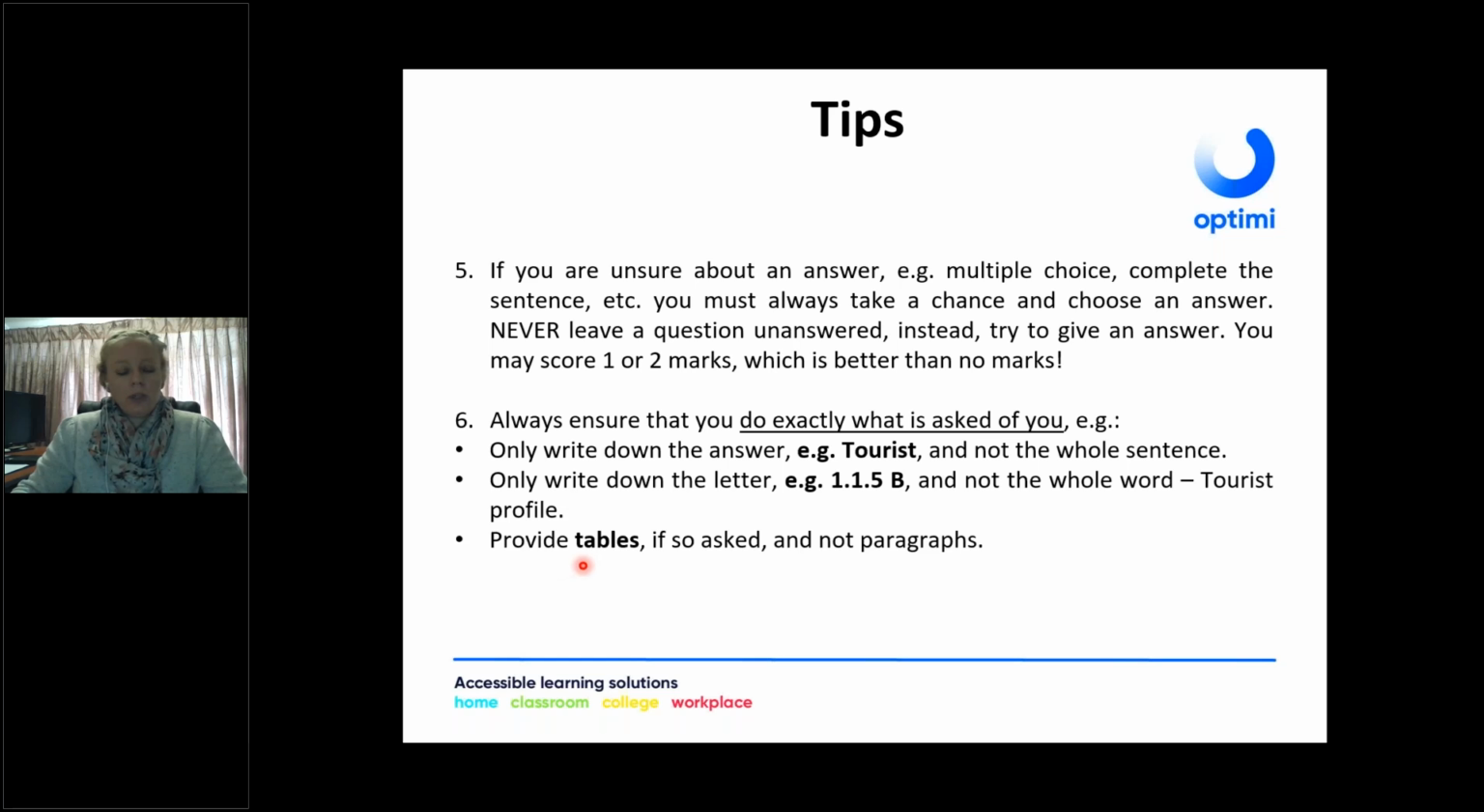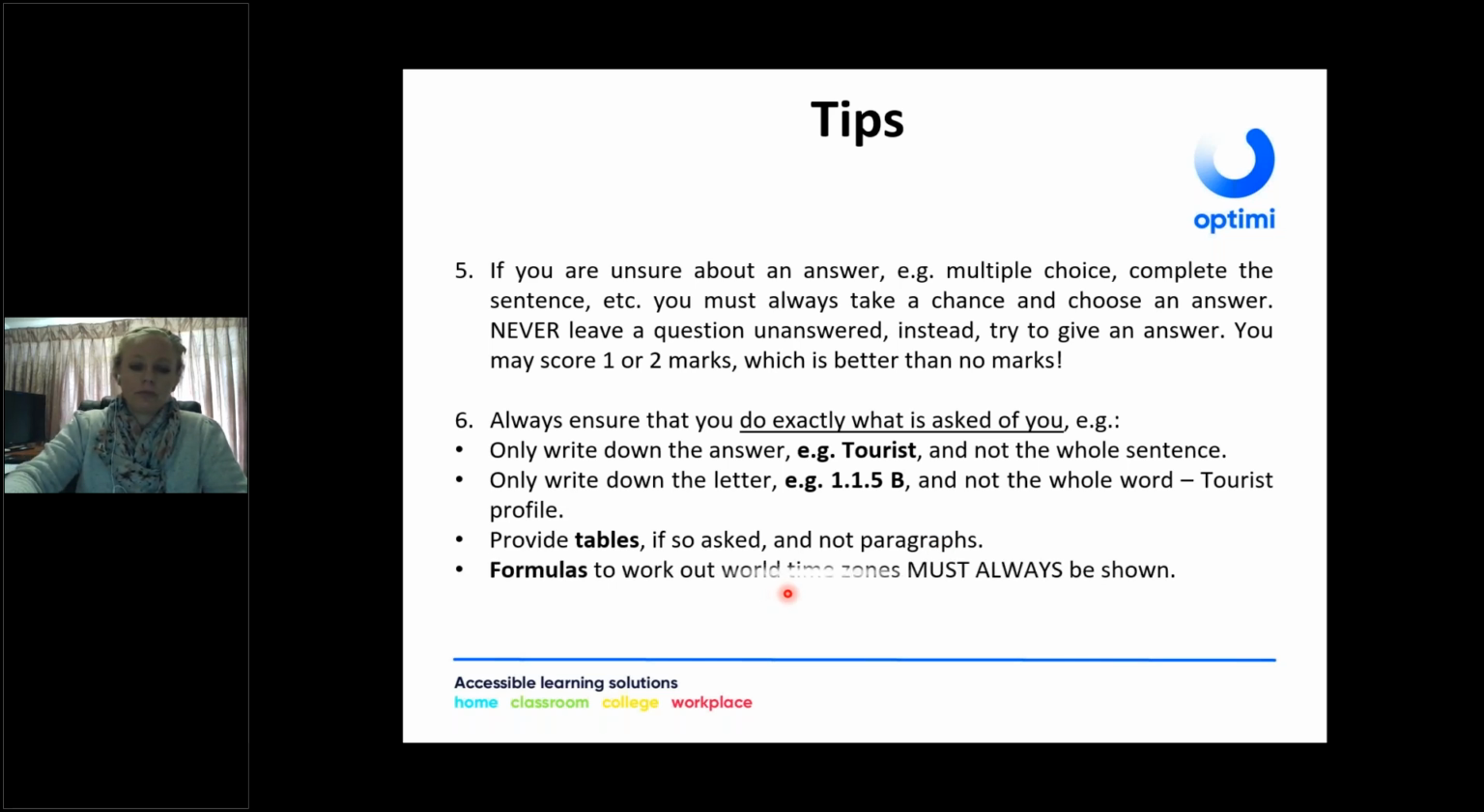The next thing, which we get a lot, is if they ask you to provide a table or redraw a table, make sure that it is in table format and not in a paragraph. You will lose a mark if you did not do it in table format, or if they ask for a paragraph format and you did not write it in a paragraph format and only in bullet points, you will lose a mark because the instruction was not followed.